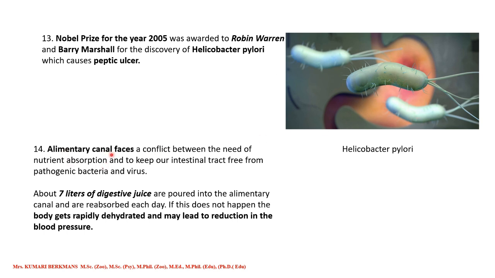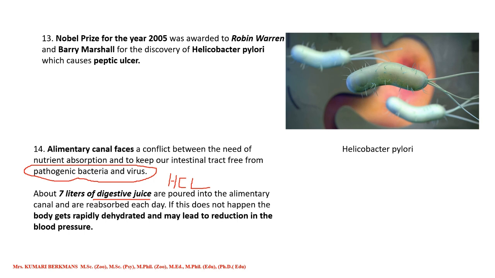Okay, next one, see. The alimentary canal faces a conflict between the need for nutrient absorption and keeping our intestinal tract free from pathogenic bacteria and viruses. So digestive juices are very important to kill the bacteria as well as the viruses. When we eat food, bacteria and viruses also enter along with the food material, and they will be killed by the digestive juice. What is that digestive juice? Hydrochloric acid, which is secreted inside the stomach, kills all the bacteria and viruses, and other digestive juices also take part in that.